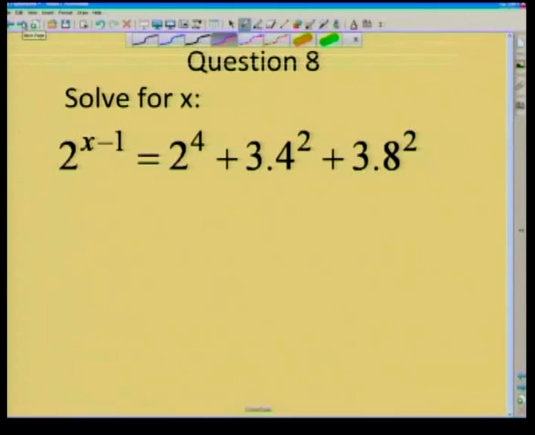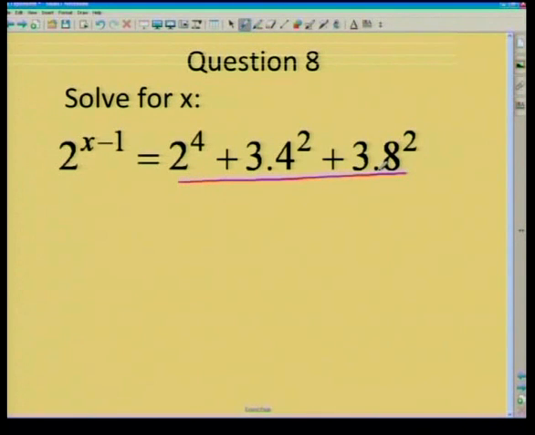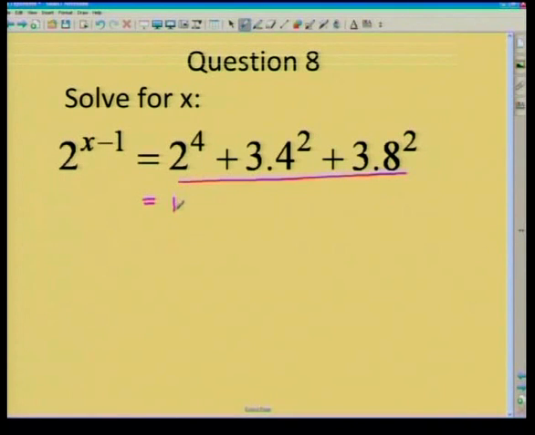This one looks like this. Now you can see it's sort of got a similar format, but it's got a little bit of a complication in that this is quite long-winded. And really that is just numbers. So let's see if we work just with the numbers, what happens. Well, we have 2 to the 4, which hopefully you know is 16, plus 3 times 4 squared is 16, and here we got 3 times 64.